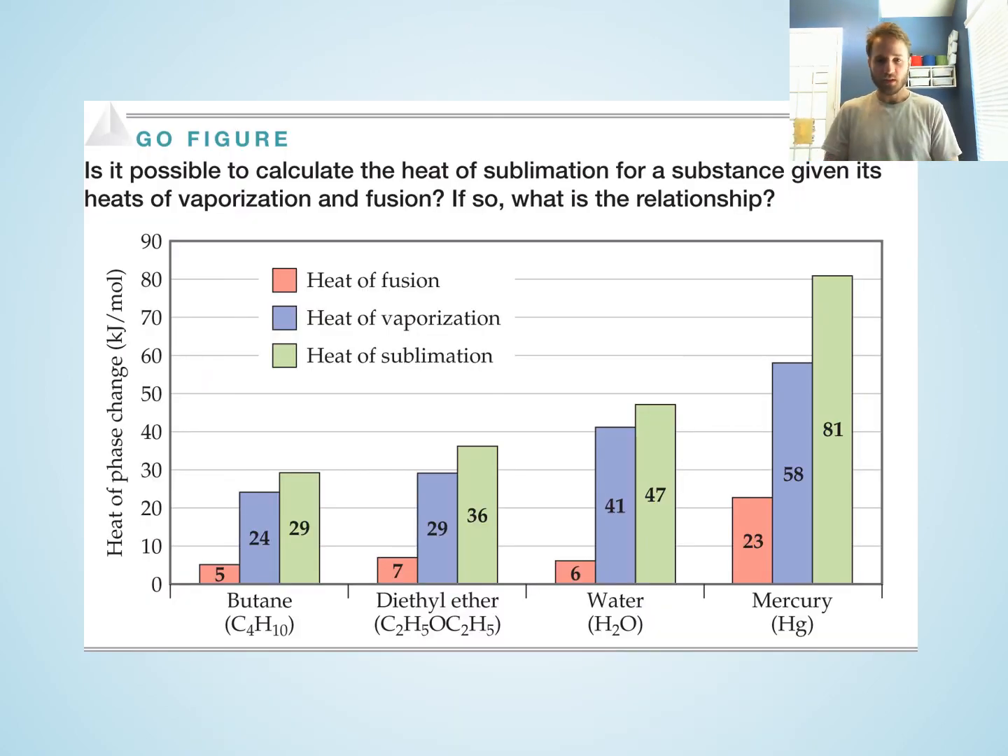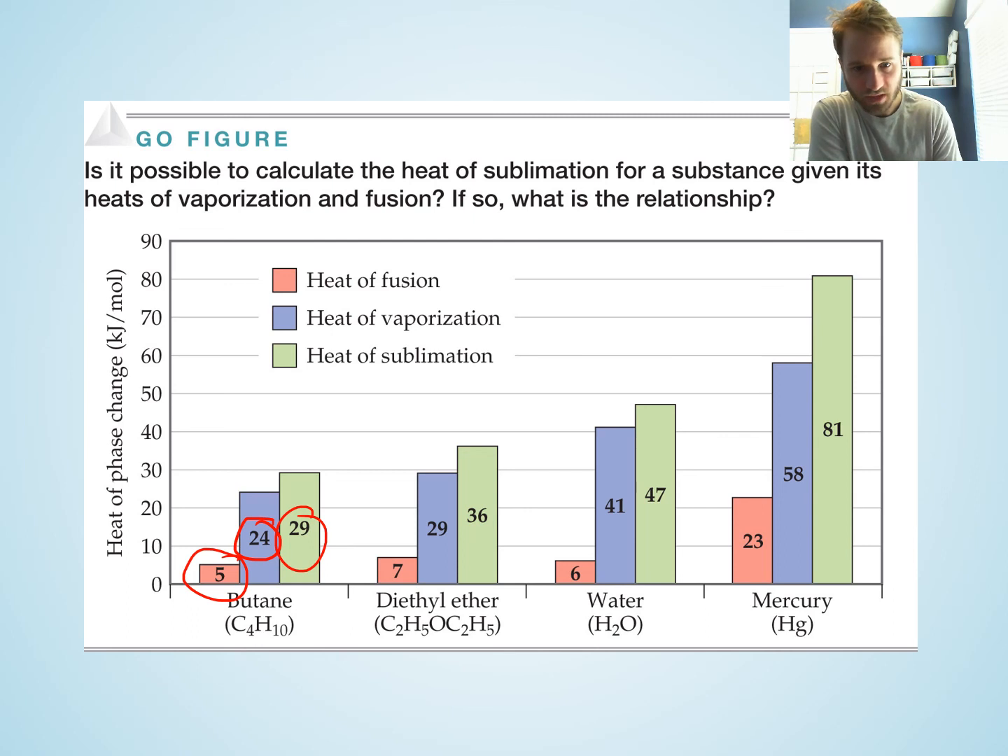Here we have a plot of different heats of fusion, vaporization, and sublimation. As a reminder, heat of fusion is going from a solid to a liquid, heat of vaporization is going from a liquid to a gas, and heat of sublimation is going from a solid to a gas. And we have these different heats for these different species. Notice, for example, in butane, my heat of fusion is 5 kilojoules per mole, my heat of vaporization is 24 kilojoules per mole, and my heat of sublimation is 29 kilojoules per mole.